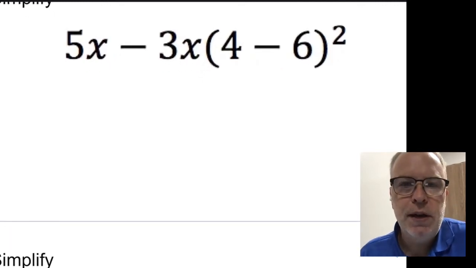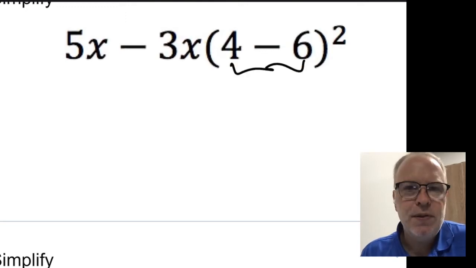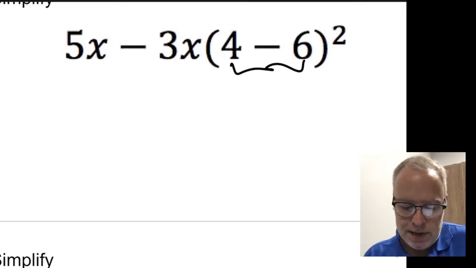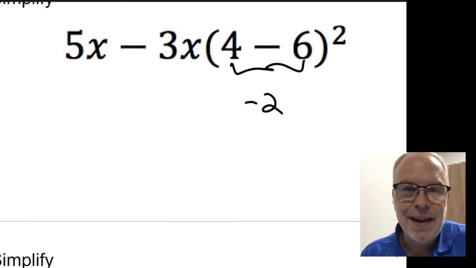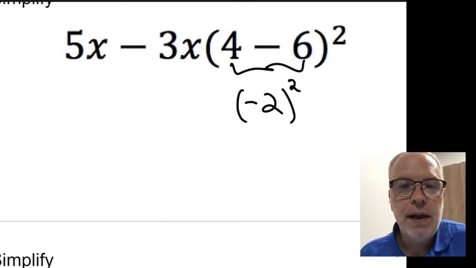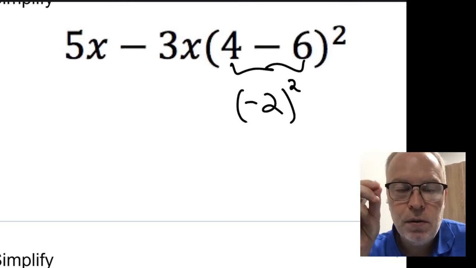Okay, order of operations. If it has to do with order of operations, what do we need to do first? Right. Look inside the parentheses, see if there's anything we can do. Well, it turns out those are like terms. So we have -2 on the inside.